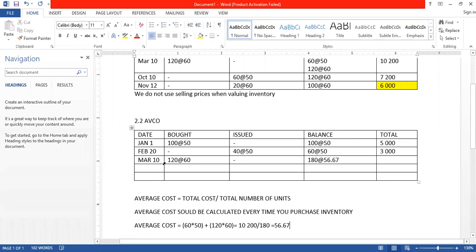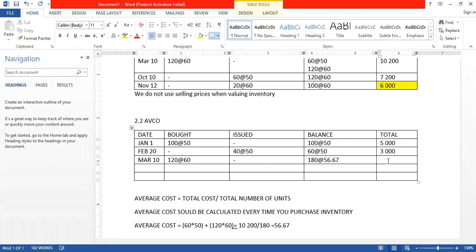So you add your units together, your previous month units 60, and the current units 120. That will give you 180. Then you find their average cost. Then you value them according to their average cost. So 180 times 56.67, that will give you 10,200.60. Okay. And then from there, you move on to October.